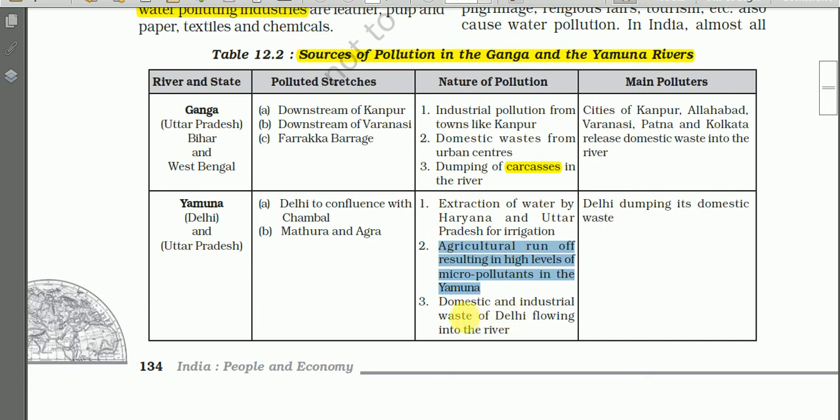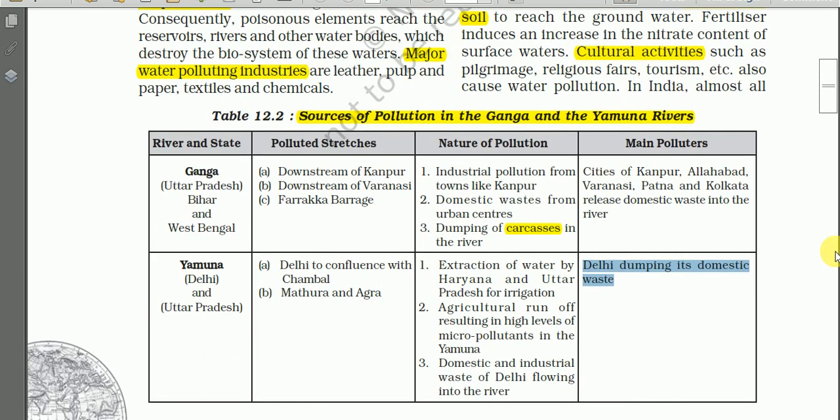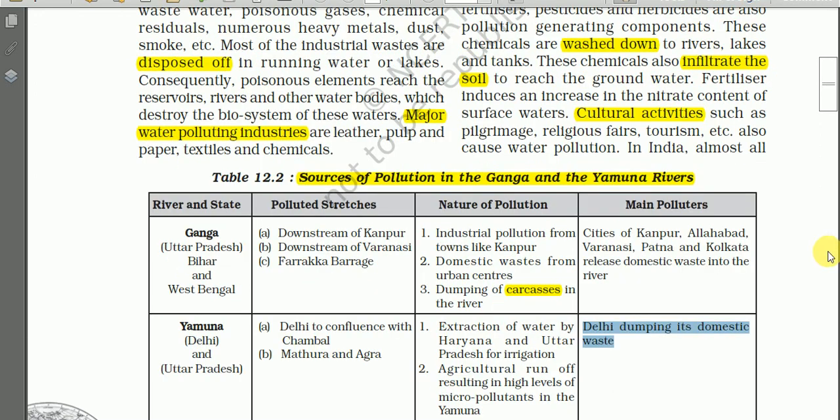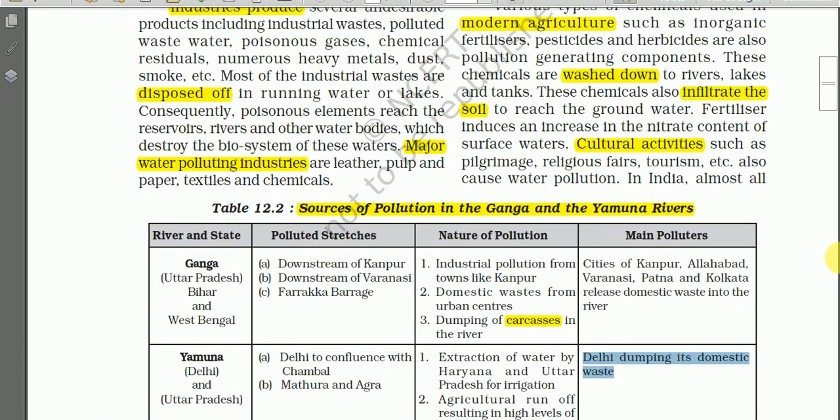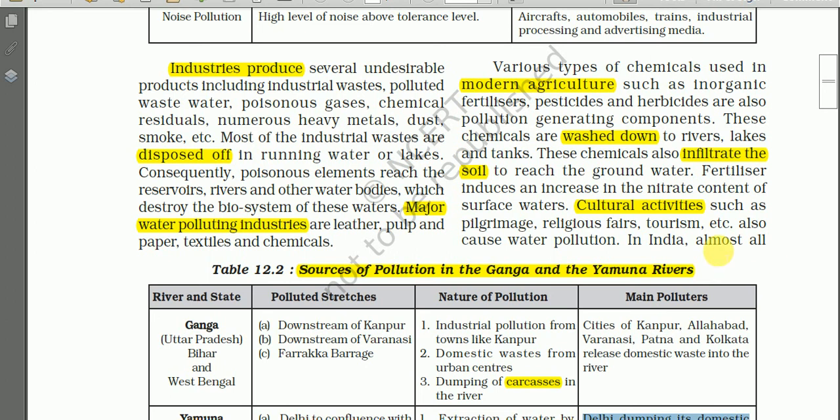Then domestic and industrial wastes of Delhi flowing into the river. So this is another one. Then the main polluter is Delhi. Okay, Delhi dumping its domestic waste. Delhi is the main culprit, okay, for polluting Yamuna River. So this is about the sources of pollution in Ganga and Yamuna rivers. Okay, this table is also very important for the board exam.